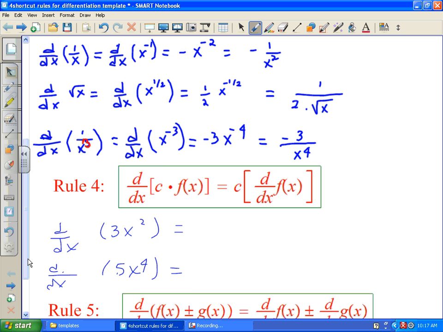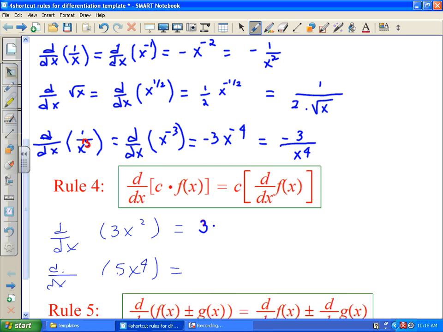So it's very different than rule number 1, right? Rule number 1 was when all you have is a constant, then the derivative is 0, right? But if you have a constant times a function, then you can pull the constant outside basically and differentiate the function. For example, derivative of 3x squared. So pull the 3 outside. And just find the derivative of x squared right now.